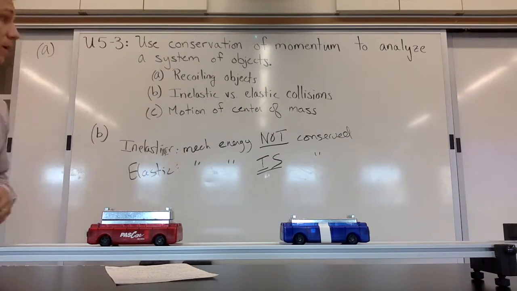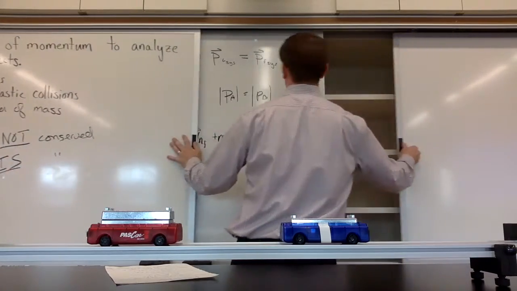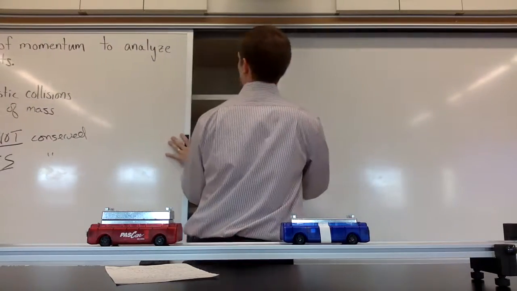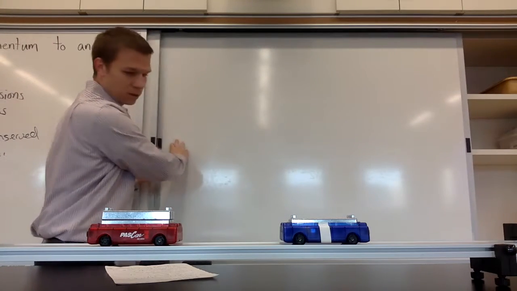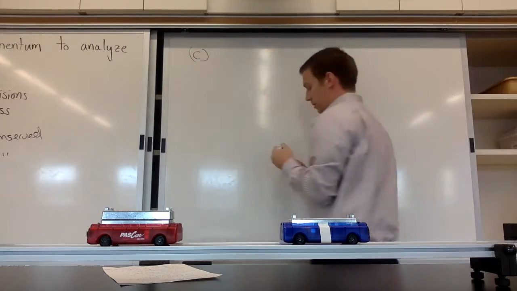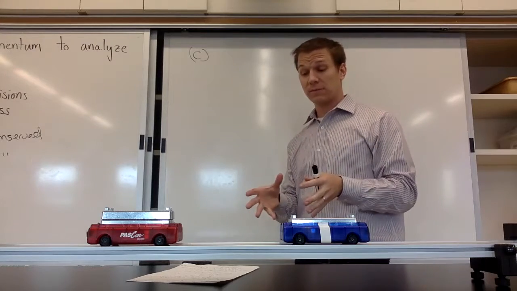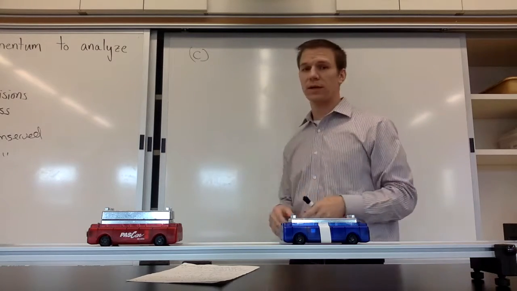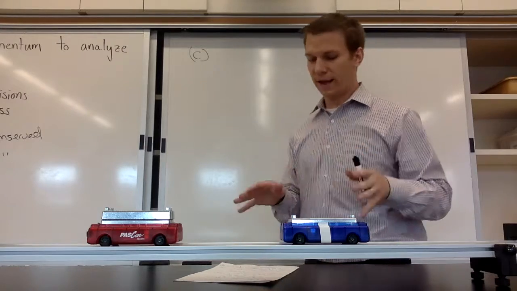So the third one is the motion of the center of mass. So let's do that over here on this board. There's a collision for you. So C is the motion of the center of mass. The thing you have to understand is that if you don't go in and mess with a system, if you don't exert a force on it, the velocity of the center of mass is always going to stay the same. It's not going to change.